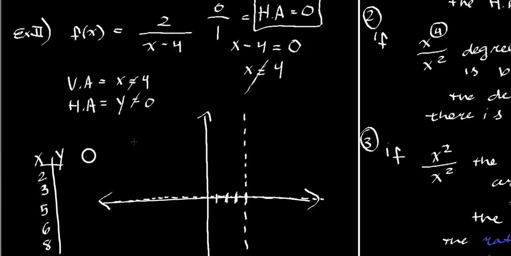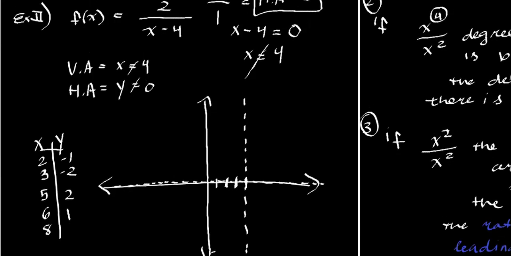Okay. If I plug in 2 into our function, 2 minus 4 is negative 2. 2 divided by negative 2 is negative 1. 3 minus 4 is negative 1. 2 divided by negative 1 is negative 2. 5 minus 4 is 1. 2 divided by 1 is 2. 6 minus 4 is 2. 2 divided by 2 is 1. 8 minus 4 is 4. 2 over 4 is the same thing as 1/2.